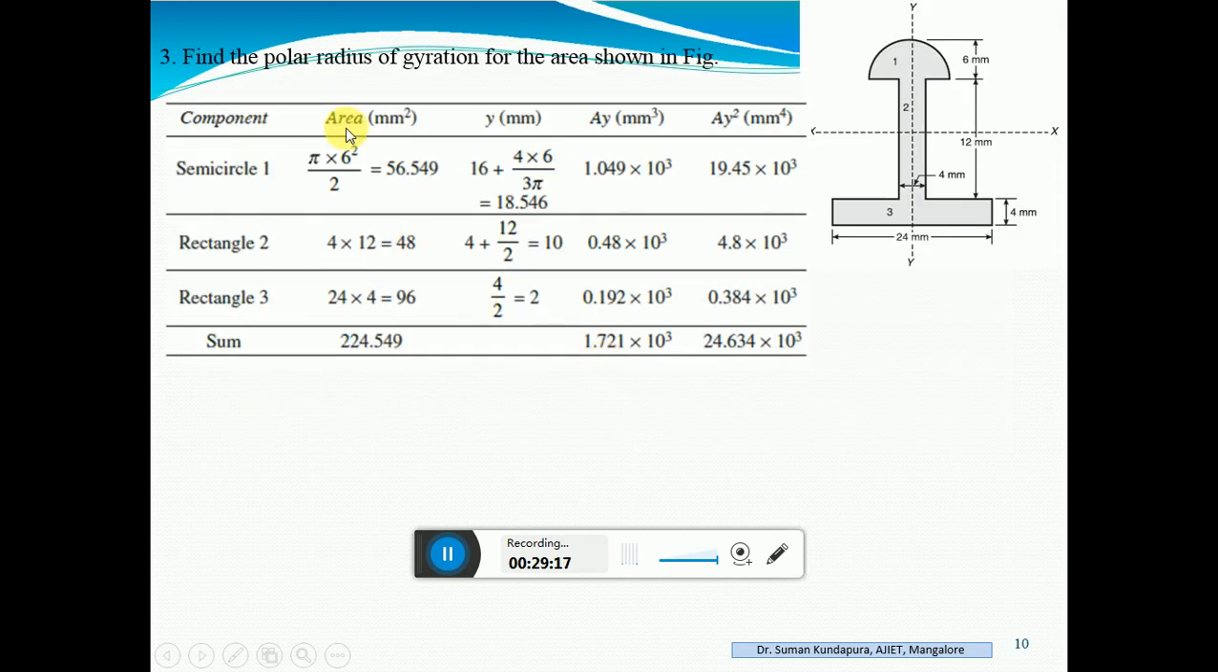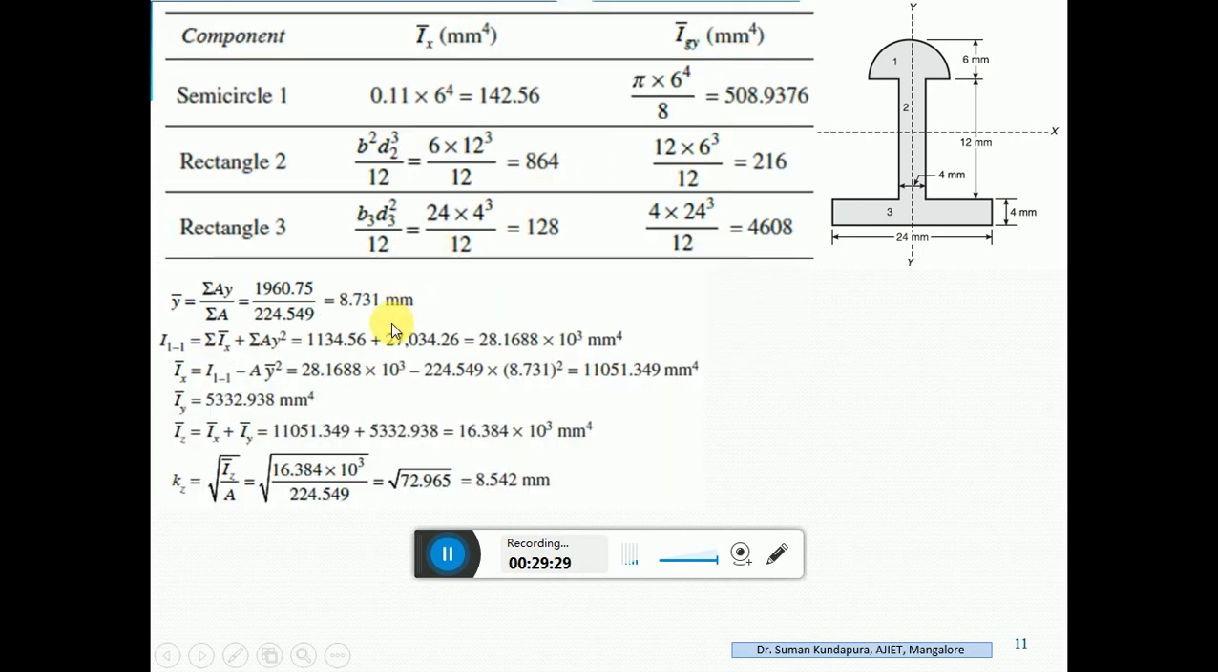Okay. We'll move on to another type of problem, that is, find the polar radius of gyration for the area shown in the figure. What is this polar radius of gyration? Radius of gyration in the x and y axis you saw. When it is with respect to the z-axis, it is known as the polar radius of gyration, kz, which is equal to Iz bar divided by A.